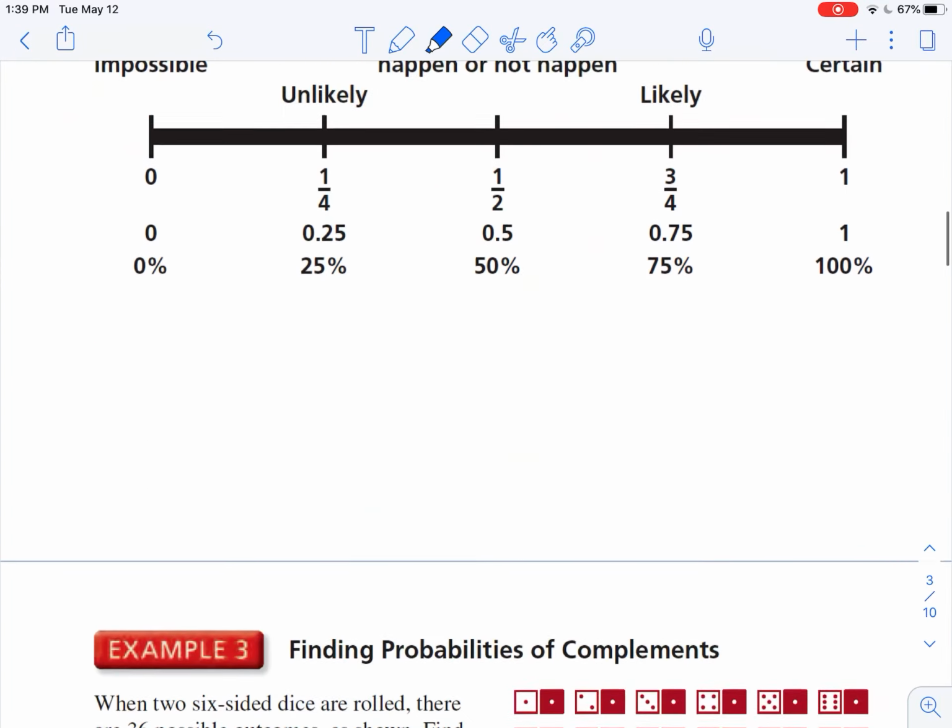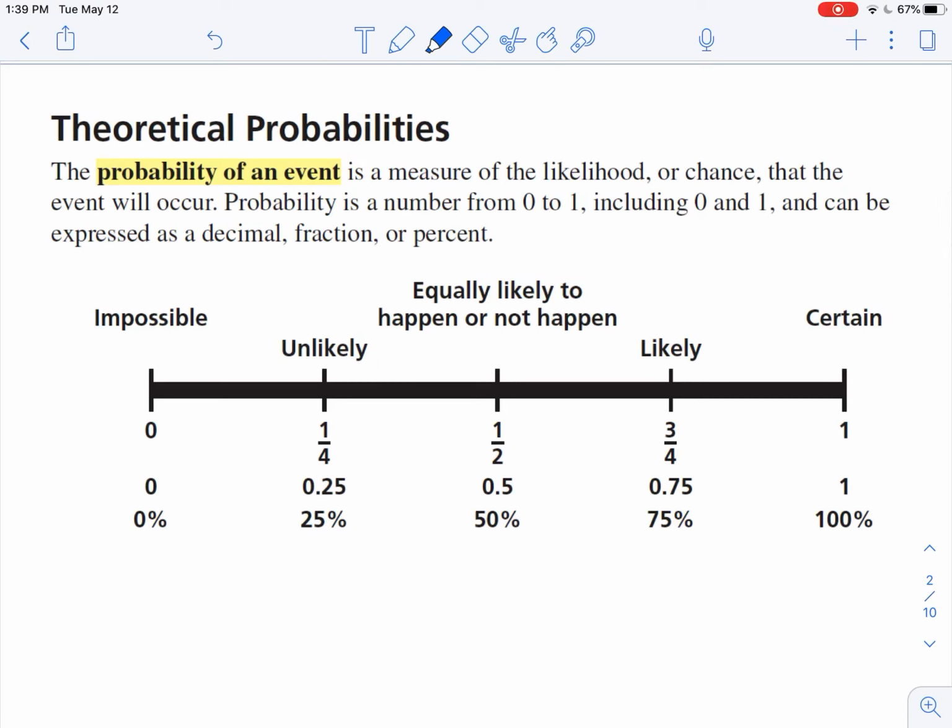Okay, let's keep moving then. One definition that we really want to pay attention to is called theoretical probability. It's the probability, or the chance, that something can happen. We are always going to be looking at numbers from 0 to 1, where you could have the probability be 0, you could also have the probability be 1.